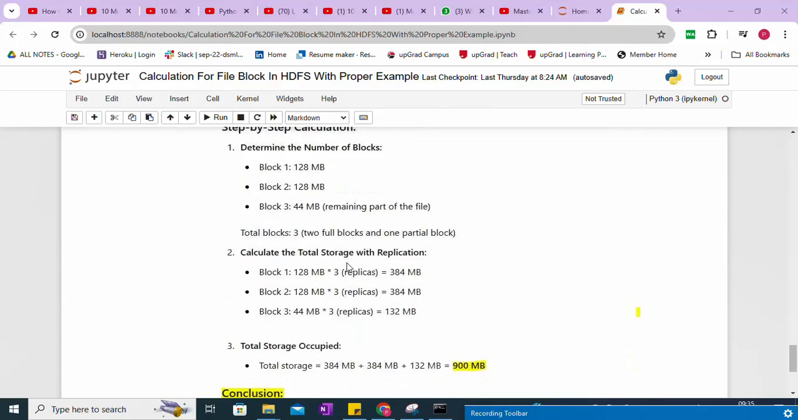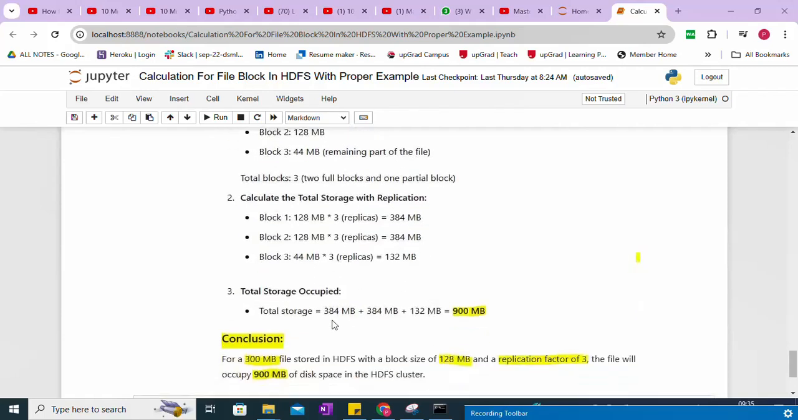Now calculate the total storage with replication. As we know, each block having replication factor 3 means 3 copies of that particular block will be created. 128 MB into 3 comes to 384 MB. Again, 128 MB into 3 is 384 MB. For block 3, it is 44 MB into 3, that is 132 MB. If you add all, 384 plus 384 plus 132 comes to around 900 MB.